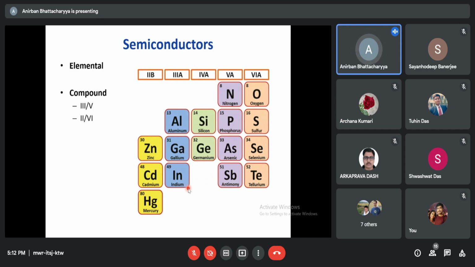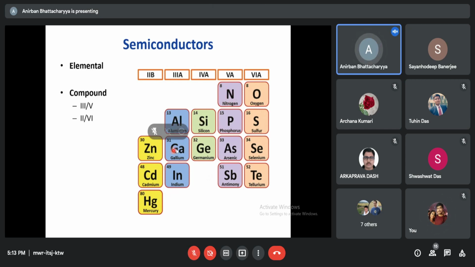So these are the common materials for the 3-5s and the 2-6s, and of course the group 4s. So which ones are the group 4s? Okay, now let's name the 3-5s, starting with the top. Which one is this? Aluminium nitride. And how about this? Gallium nitride. How about this? Indium nitride. So these are called the nitride semiconductors.